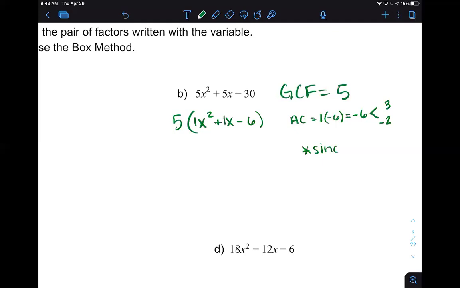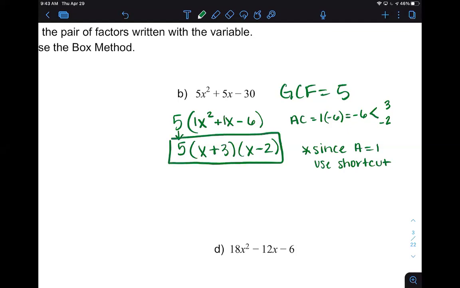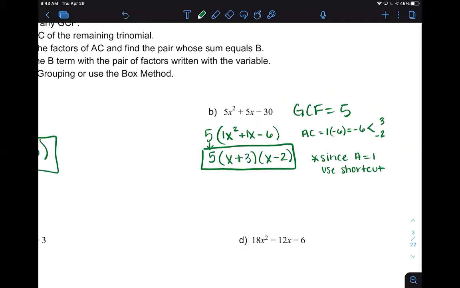Since A equals 1, we can use the shortcut, which means we jump straight to our answer. So we have x plus 3, x minus 2, and then bring down that 5. We can only do that shortcut when A equals 1. If A equals any number other than that, we have to do the factor by grouping or the box method, and we'll review both of those here in a bit. So that's our answer. All right, questions with B?